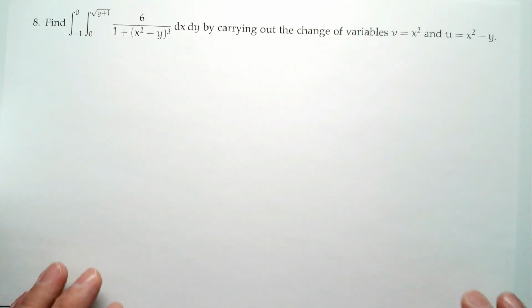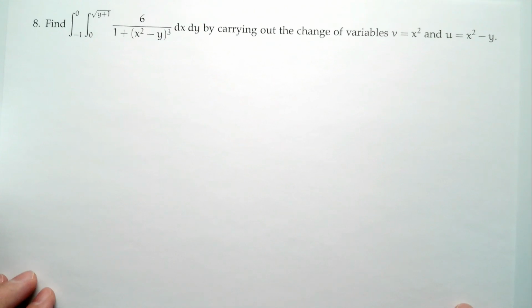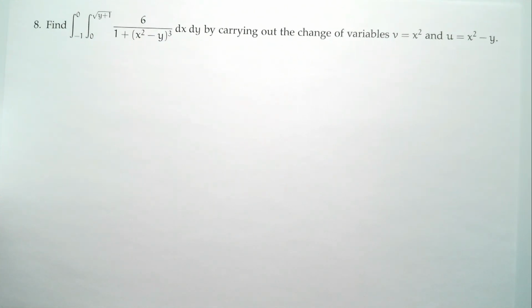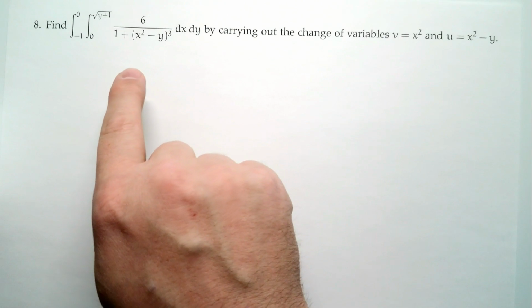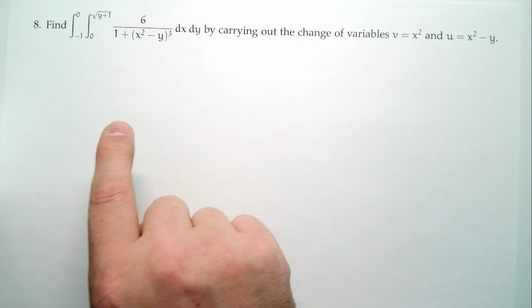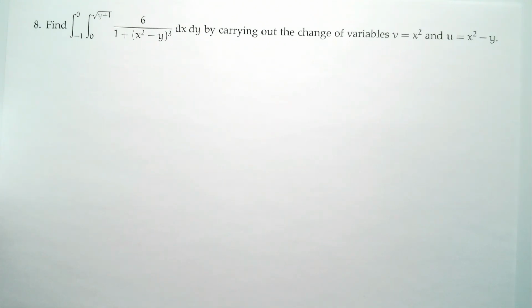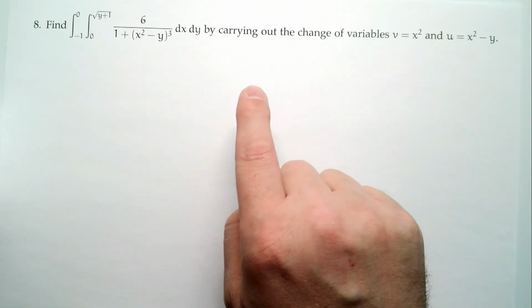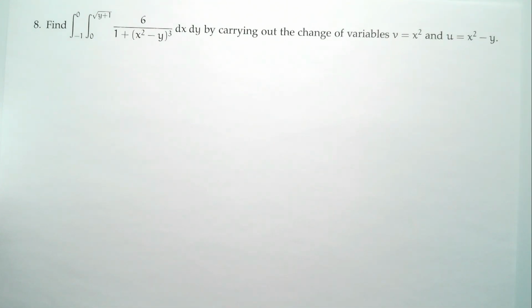Number 8. Find the integral from -1 to 0, integral 0 to square root y plus 1 of 6 over 1 plus x squared minus y cubed dx dy. Well, I definitely don't want to integrate this function with respect to x or with respect to y right now. That looks terrible. But we're not going to do it yet. We've got to carry out a change of variables. V equals x squared and u equals x squared minus y.